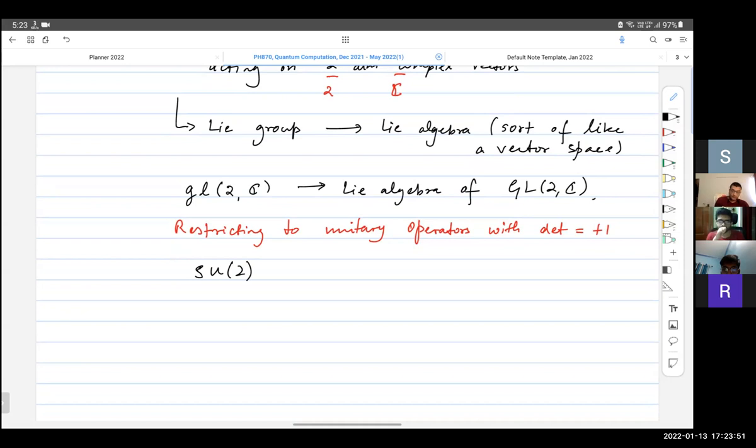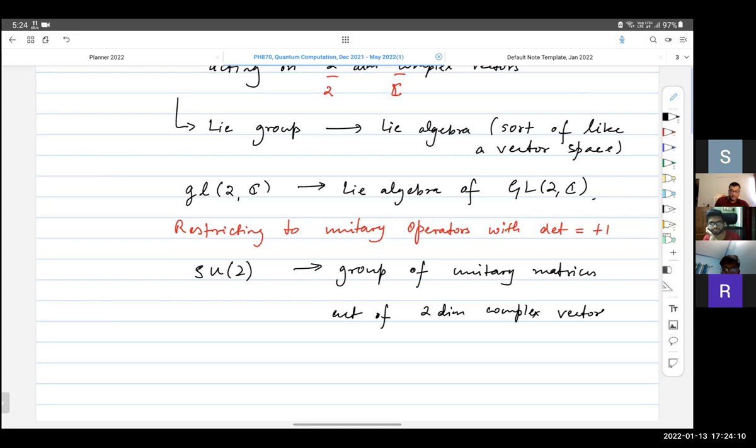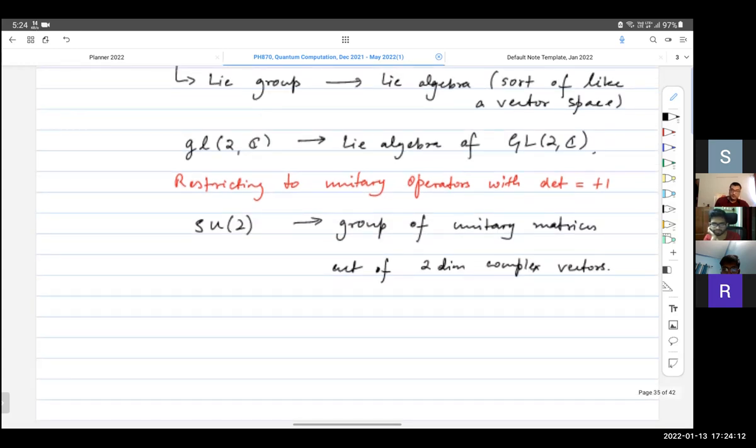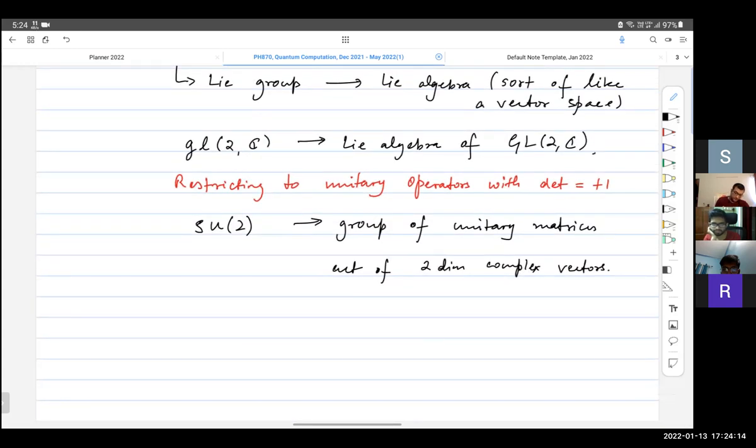Okay, so this is the group of unitary matrices which act on two-dimensional complex vectors. The complex part is not mentioned, but it's assumed. So this has a Lie algebra, which is written as su2. This is the Lie algebra.